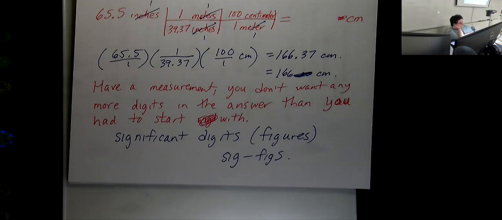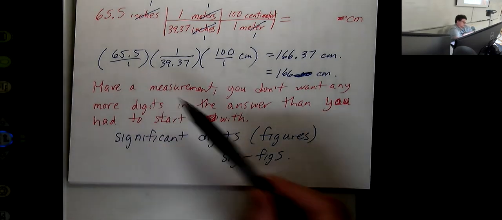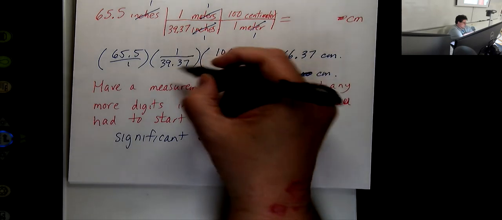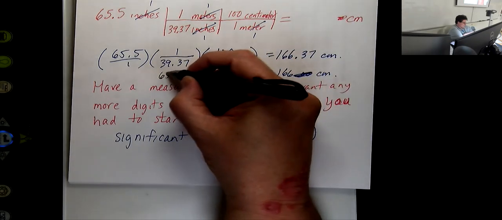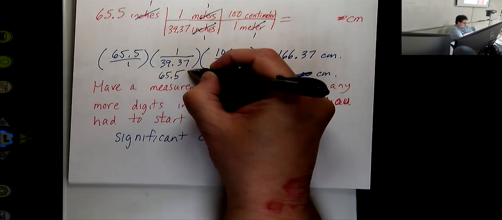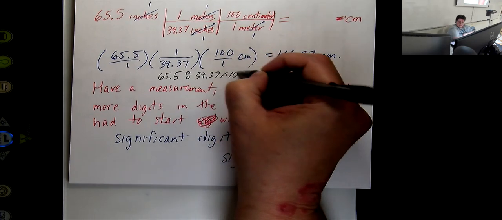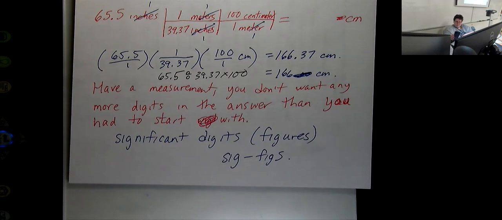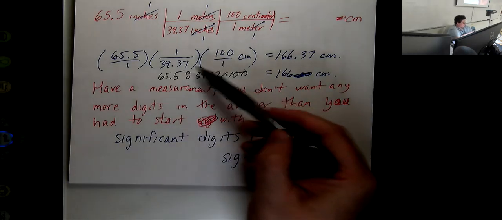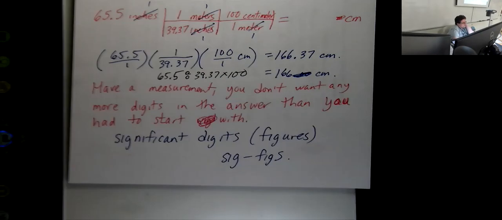Any questions? How did you get the 166? Did you use? Okay, so when I put these together, I have 65.5 divided by 39.37 times 100. Make sure I have that. Because numbers on the bottom you divide by, and numbers on the top you multiply by.